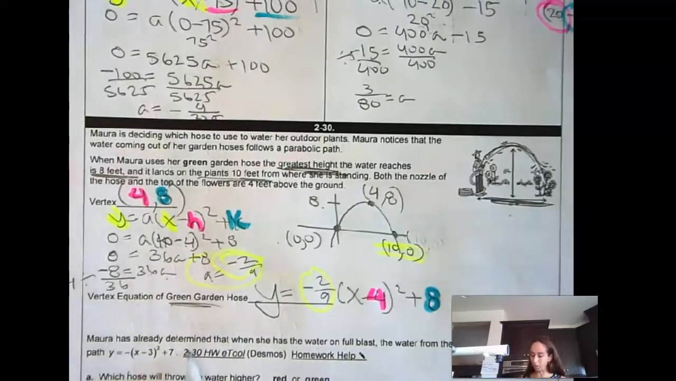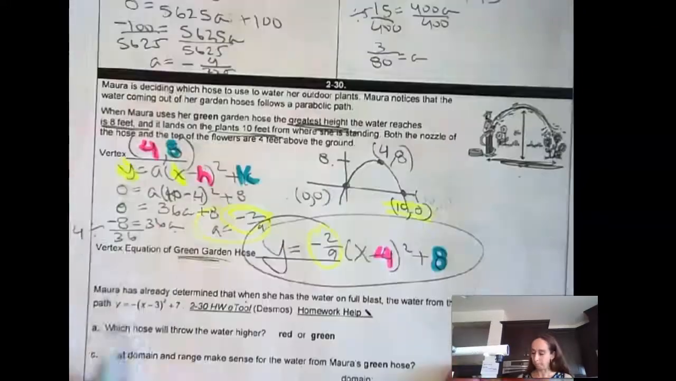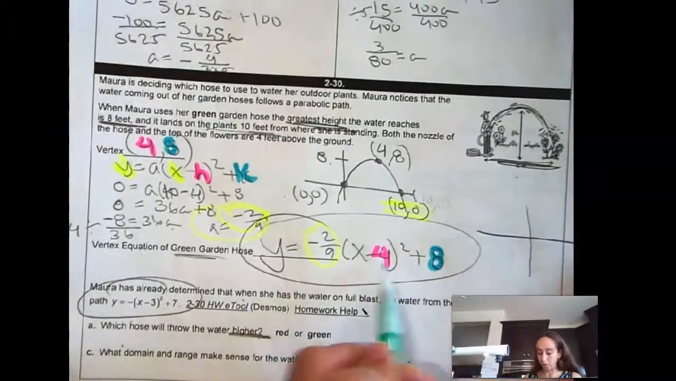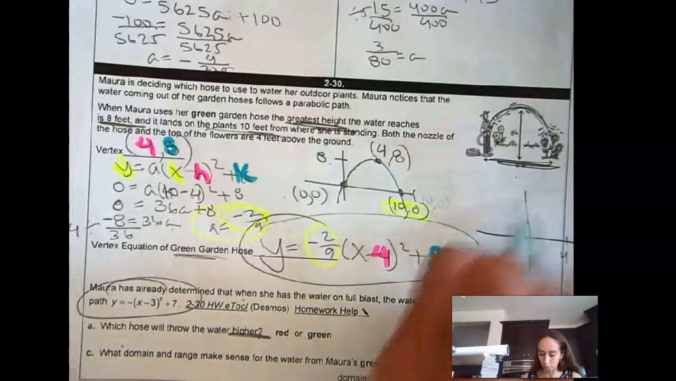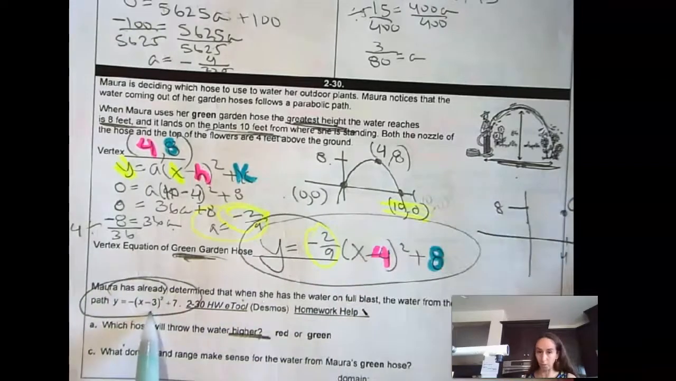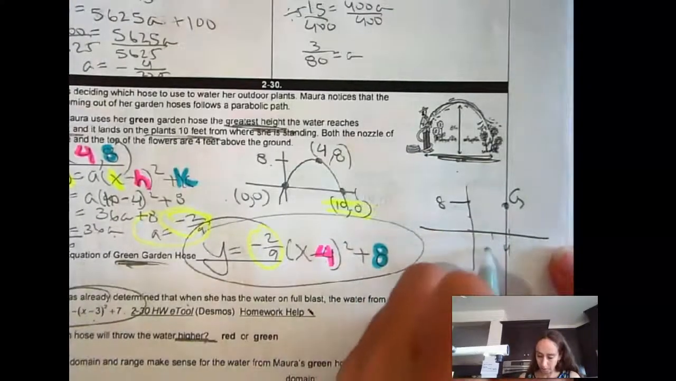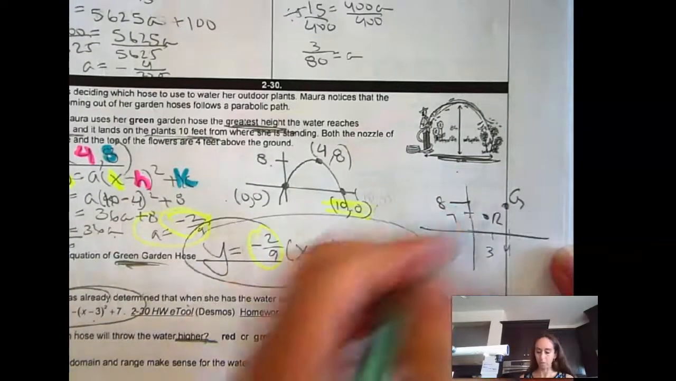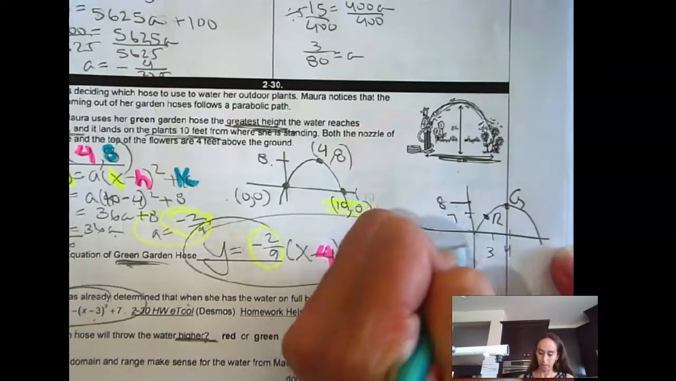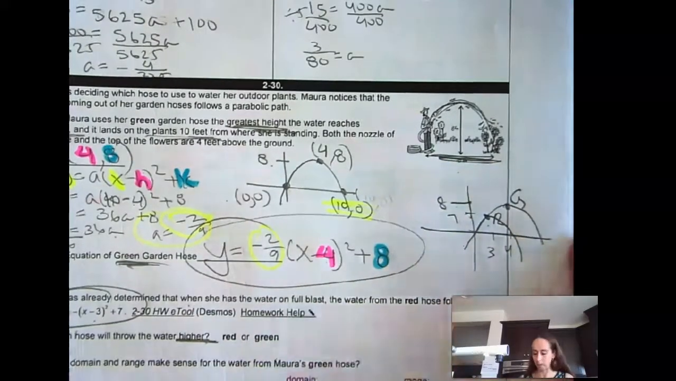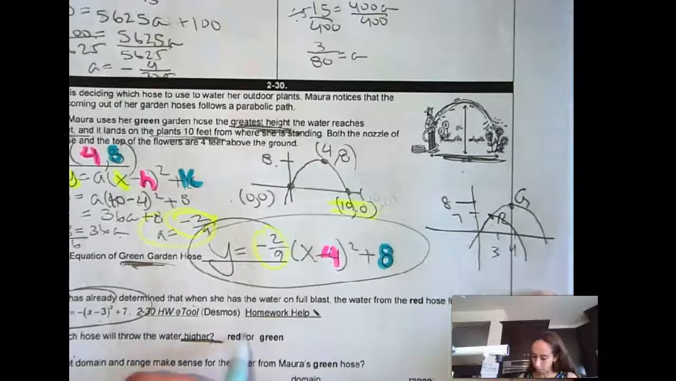Now it says she's already determined that when she has the red water hose, it follows this path. Okay, so we've got this equation and we've got this one. Whose is higher? Okay, well if I graph this one, it's all about the vertex. This is the vertex 5, 8. That's the green water hose, so I'll call that G. And this one is 3, 7. And that's the, what color hose? The red hose. So that means this will follow a path like this. And this one, I don't know, I'm making it up, will follow a path like this. So it's not quite as tall. They don't intersect. My drawing is just horrible. So the green is higher.